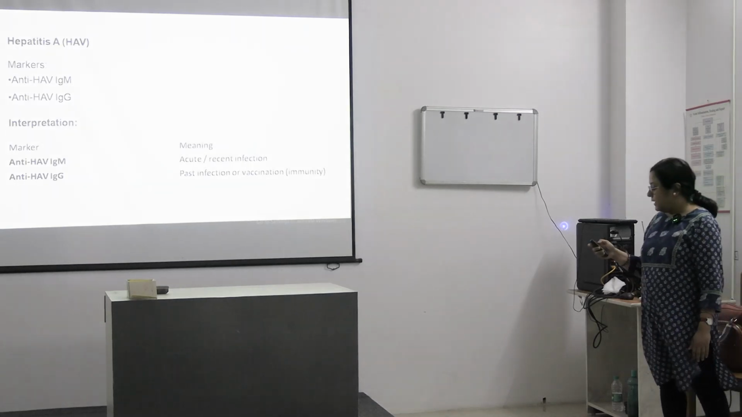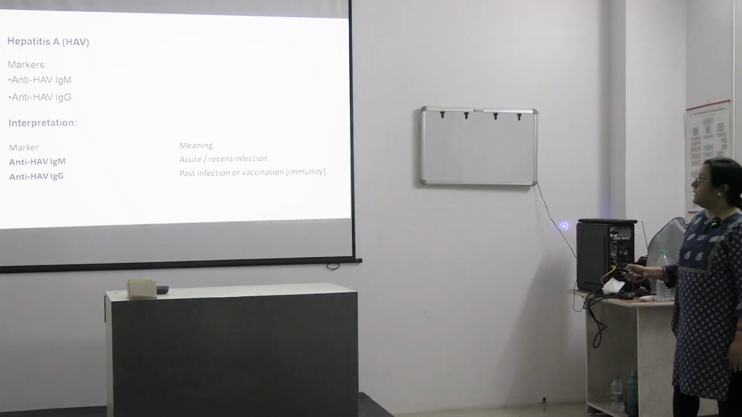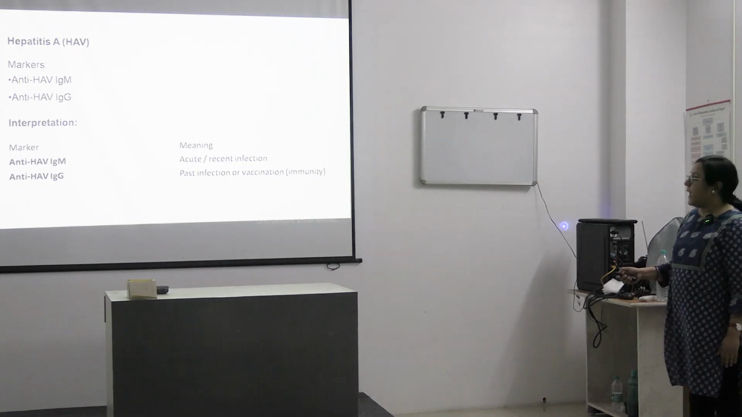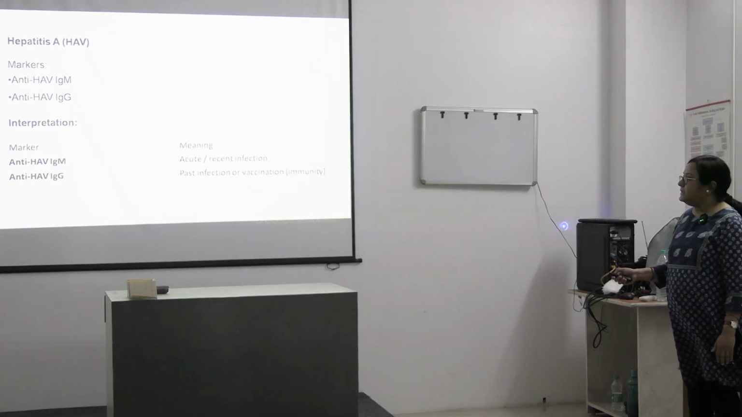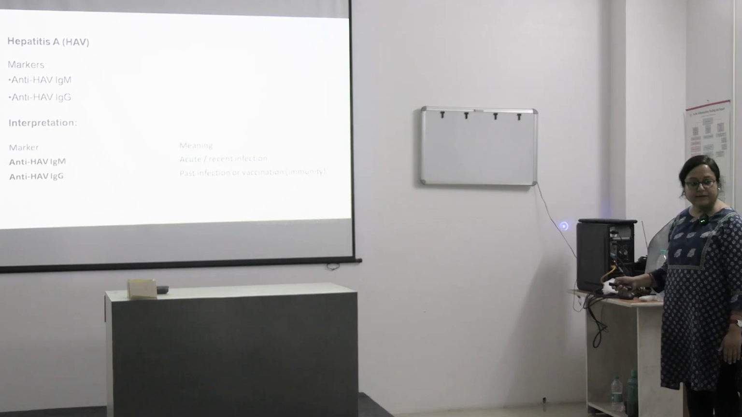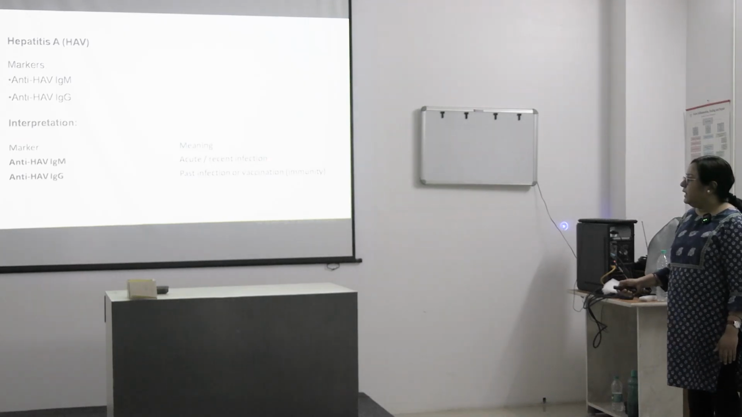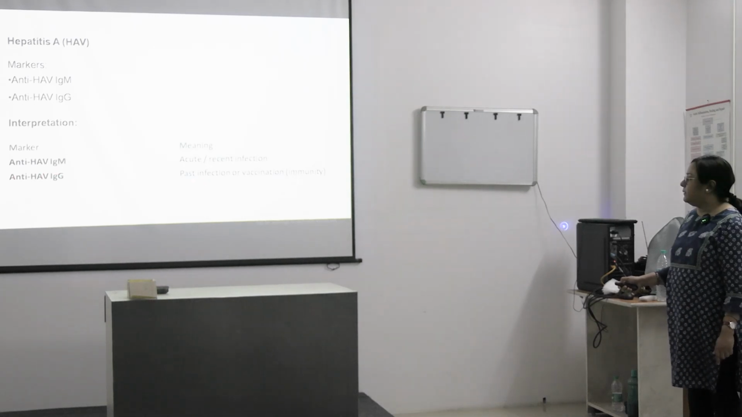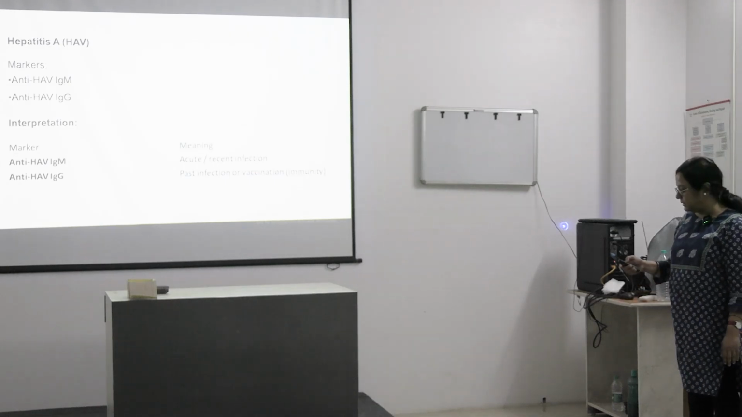Now here is the viral hepatitis panel. If you note it, for hepatitis A virus, the markers are anti-hepatitis A virus IgM as well as IgG. If anti-hepatitis A virus IgM is increased, that means it is an acute or recent infection. If anti-hepatitis A virus immunoglobulin G is raised, that means there is past infection, or vaccination has been done, so there is immunity.